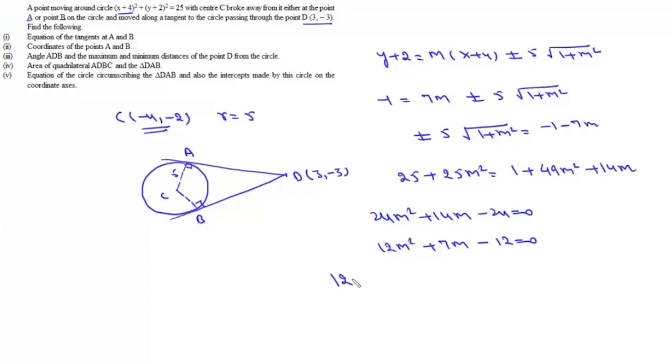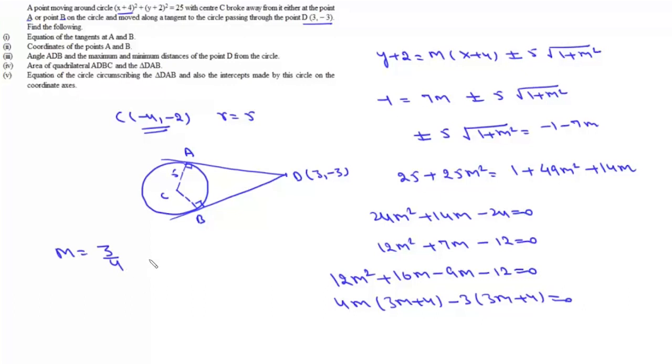Now we can write this as 12m square plus 16m minus 9m minus 12 equals 0, or it will be 4m times 3m plus 4, minus 3 times 3m plus 4 equals 0. So value of m will be either 3 by 4 or minus 4 by 3, and as we can see, the product of slopes is -1. That means this angle is 90 degrees. Now once we have m and we have this point, we can write the equation of these tangents.